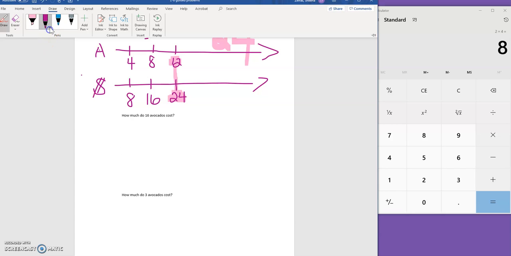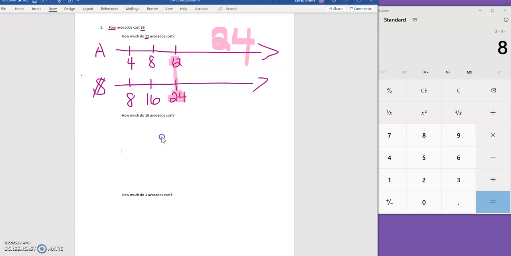The next question I'm going to complete using a table. A table works similar to a double number line, where we definitely want to make sure we have labels, so A for avocado again, and dollars. And again, we're going to start with the information given. 4 avocados cost $8. Then we're going to input in the table the value here, 16. 16 should be the avocado amount over here.